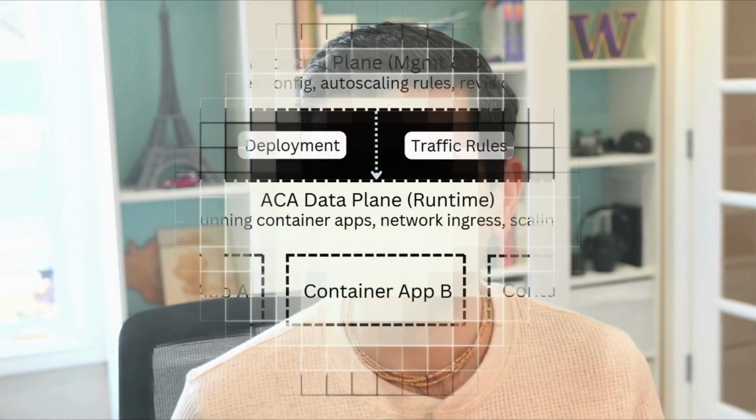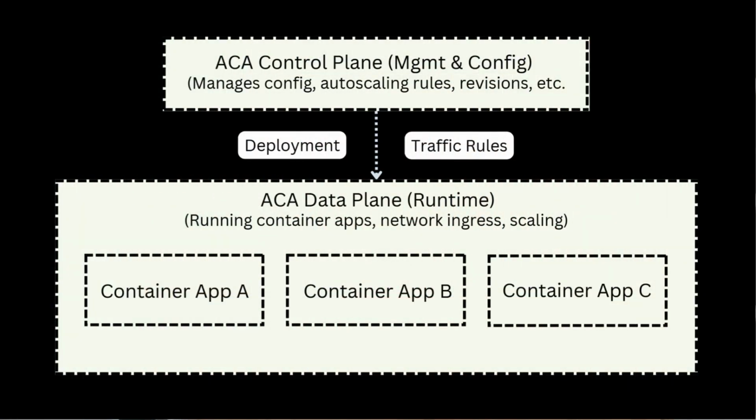The data plane hosts the actual running containers. This is where your code executes and where user traffic or event triggers are directed. It's also responsible for routing requests to the correct container instance, enforcing auto-scaling, and applying any network or security policies. I've put a diagram on the screen to hopefully help you understand the difference between both of these planes. The separation ensures that you can define how your app should run in the control plane, while the data plane handles actual execution and scales dynamically based on your instructions.